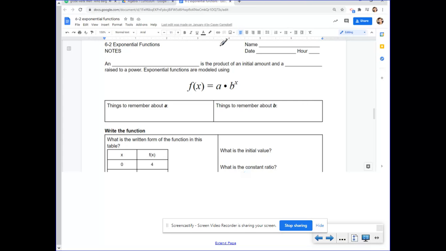Okay, so the first blank, it's an exponential function. I'm going to try my best to write this nice and neat. Exponential function. It's a product of an initial amount and a constant ratio raised to a power. So this one right here is the constant ratio.